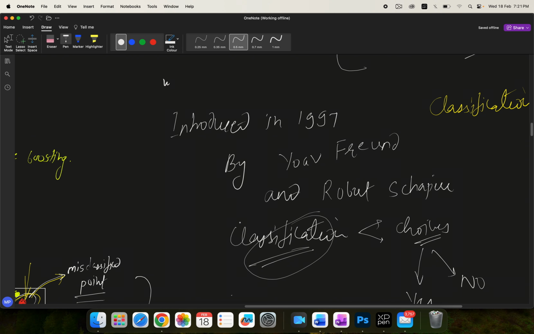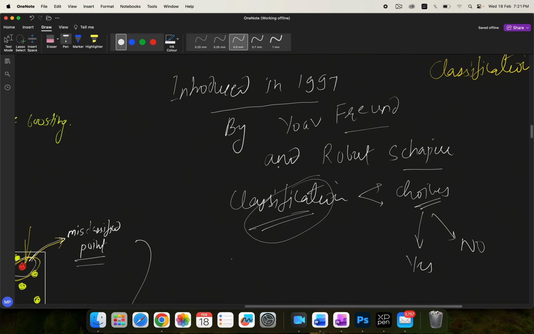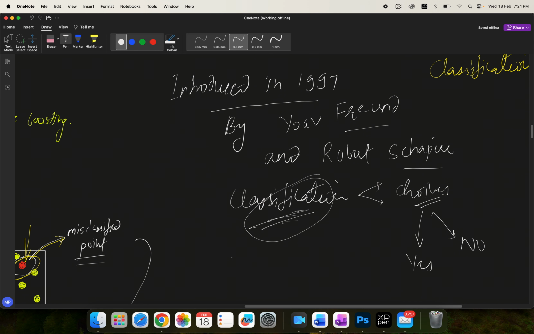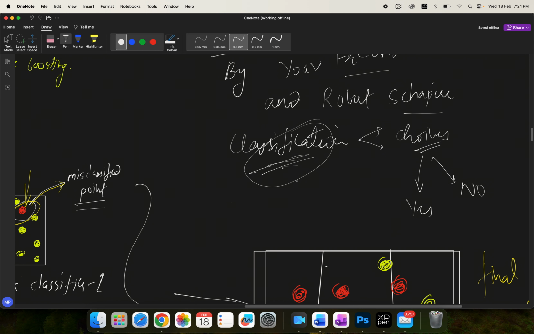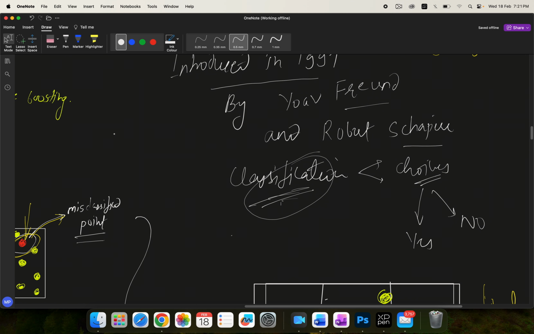to who invented it. It was introduced in 1997 by Freund and Schapire. Basically it deals with classification problems. You must be aware of what classification is. Classification is basically that you have to classify the given data. Classify into what?